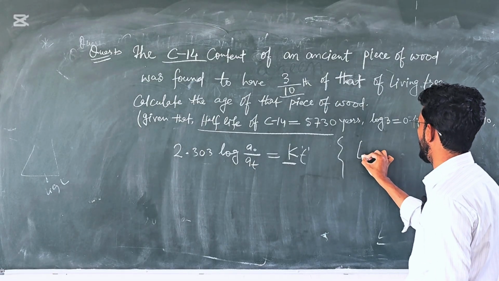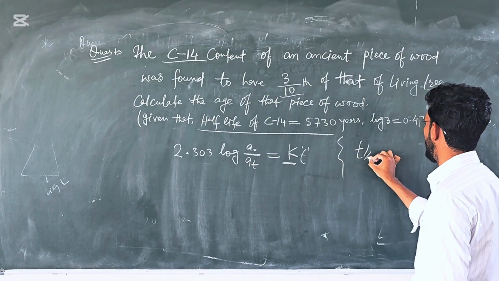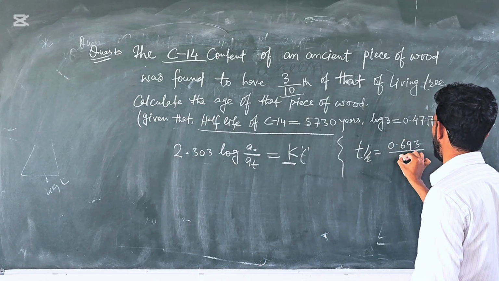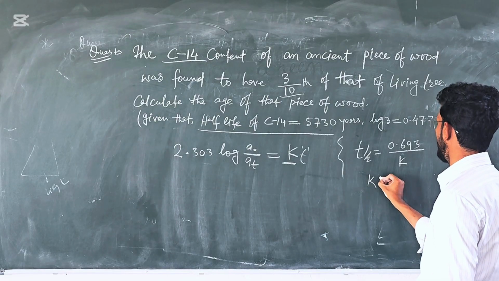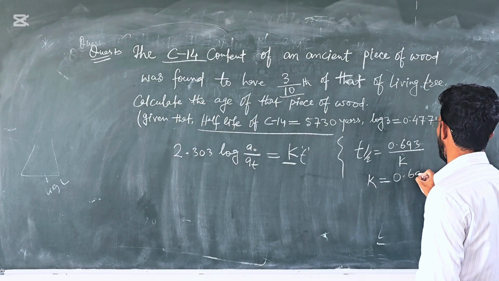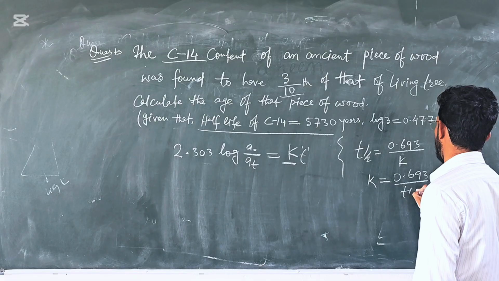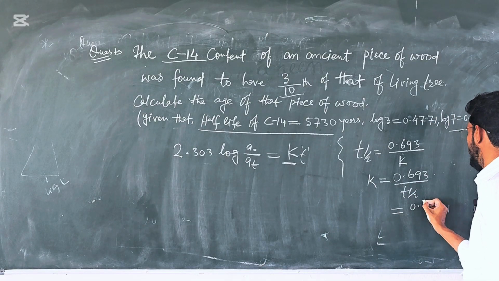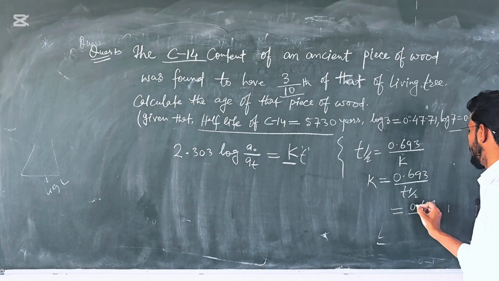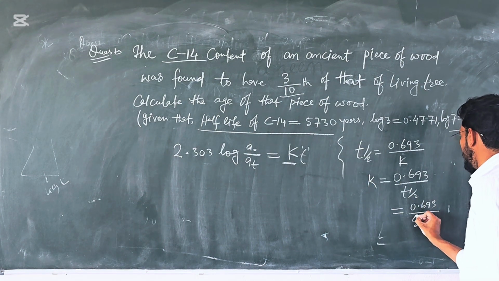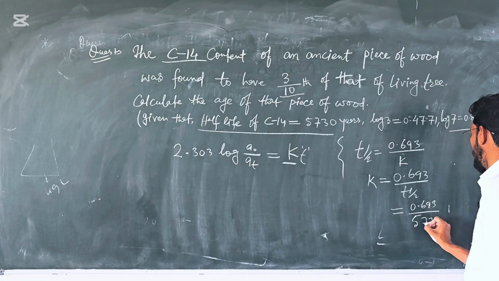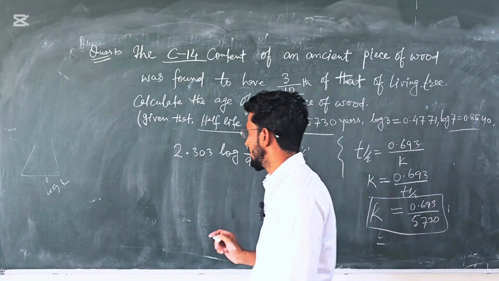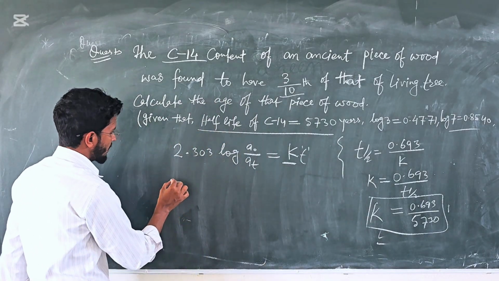As we know, for first order, T half is equal to 0.693 upon K, and from here K is equal to 0.693 upon T half. The value will be 0.693 upon the value of T half, which is 5730. Okay, this is the value of K. By simply putting the value of K here, we get the answer.